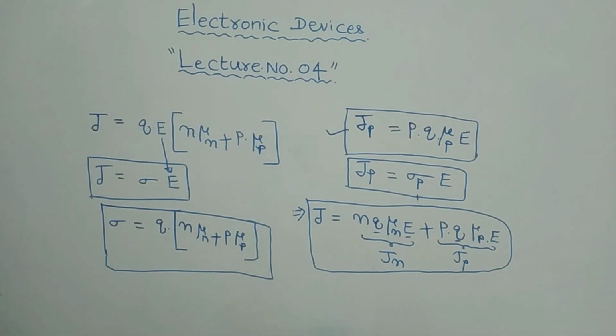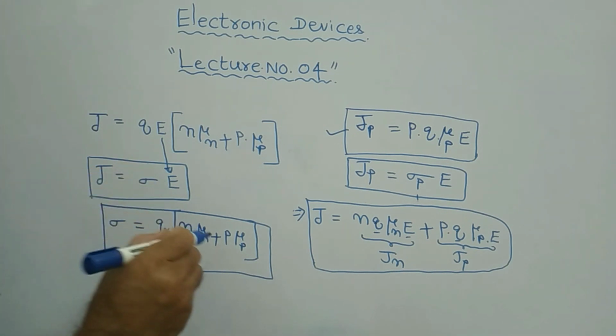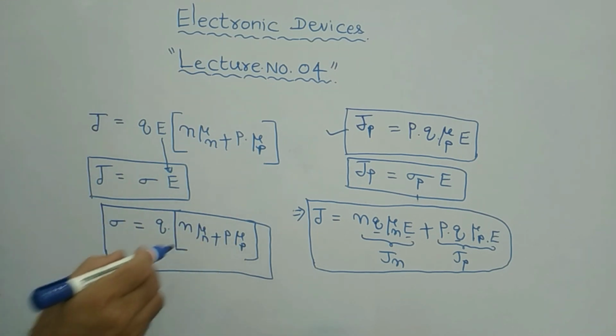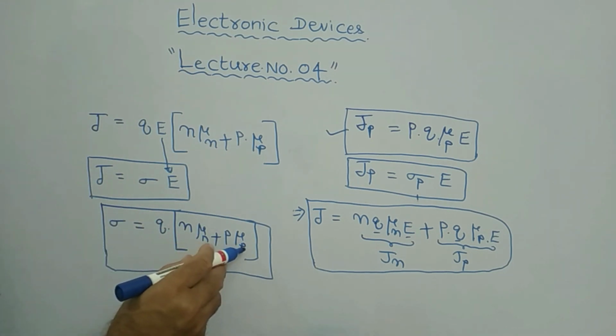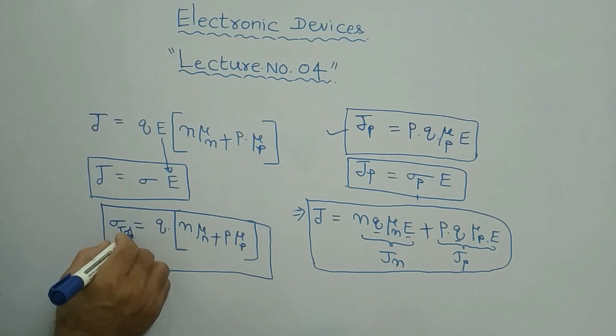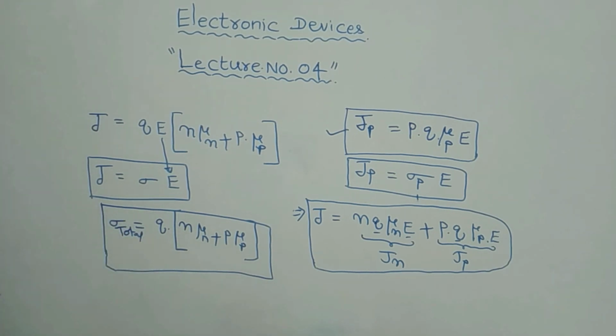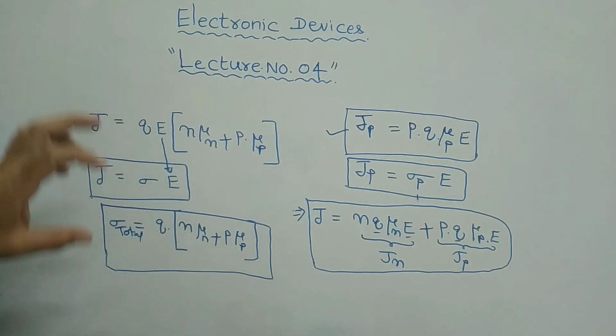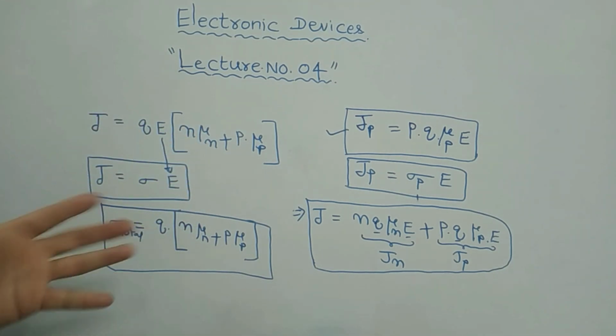Therefore, sometimes the electron concentration will be given in the problem, as well as the hole concentration, along with their mobility values: the electron mobility and the hole mobility. Then you will be asked to find the total conductivity, or total conduction current density, J total. They can ask anything. If you remember these formulas in a systematic manner, you will definitely get the answer without any confusion, right?